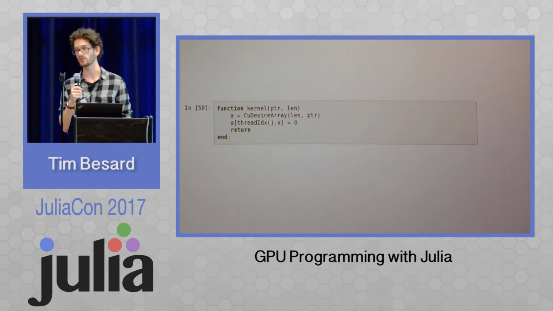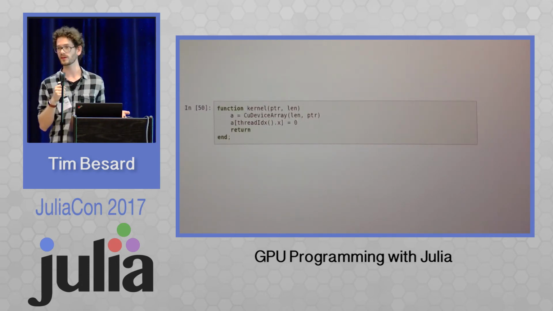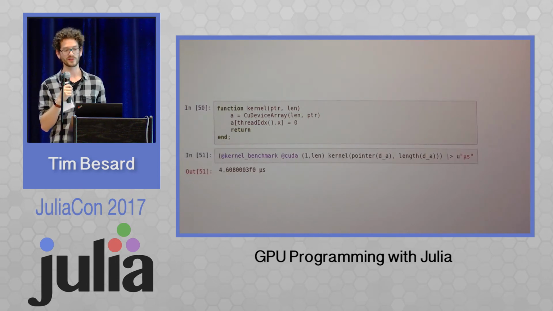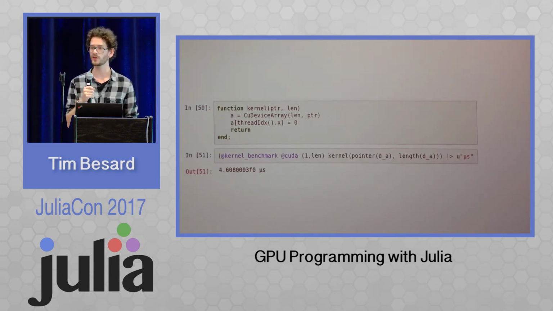If conversely we would pass this array first by pointer and then by length, both of which are is-bits types, the performance increases to only 4.6 microseconds. So if you write kernels in CUDAnative, it is important that you deconstruct non-is-bits arguments to their core bits types. However, of course, in the future we expect to be able to solve this and avoid having to jump through these hoops, but for now it's required.